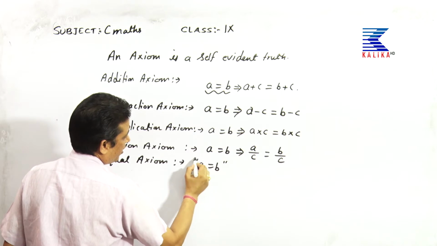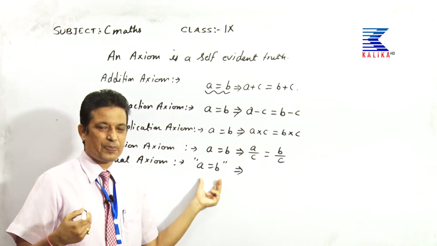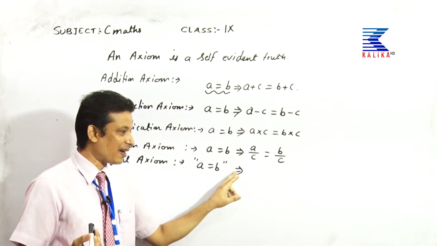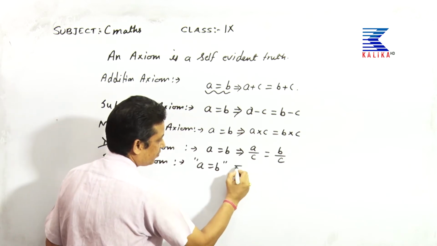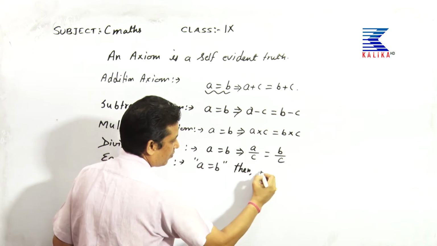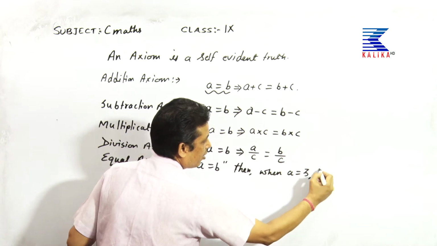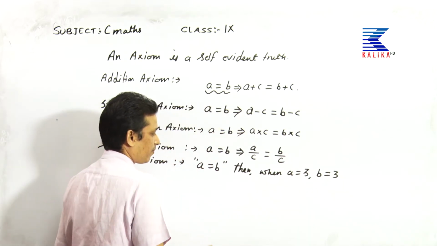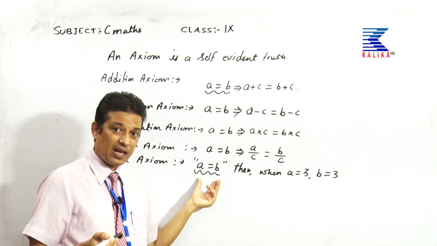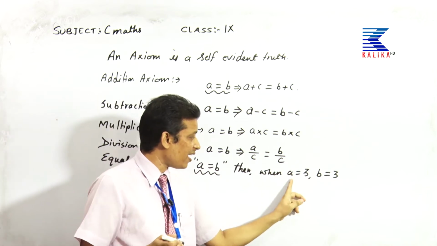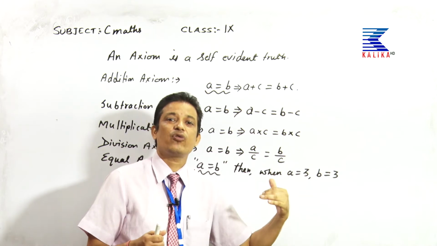A is equal to B, this we have taken for all the examples. A is equal to B given, it implies, let us write then, when A is equal to, let us say, 3, B also equal to 3. A is equal to B is given, A and B are two equal quantities, and if A equals 3, B is also equal to 3. This is known as equal axiom.